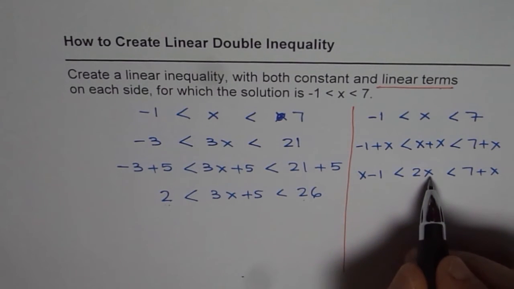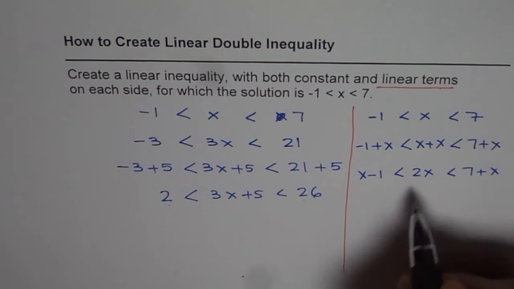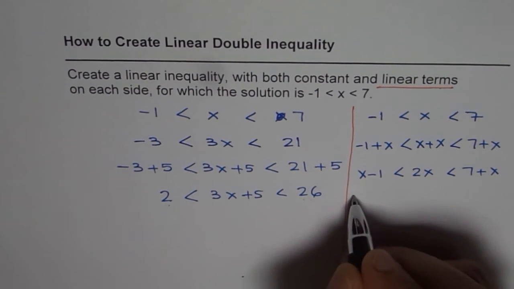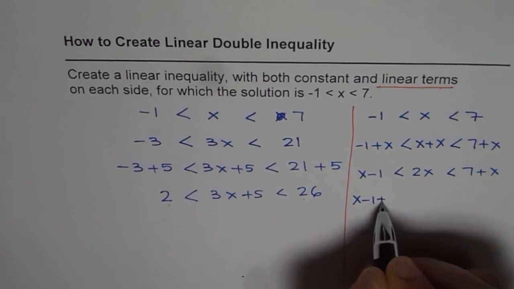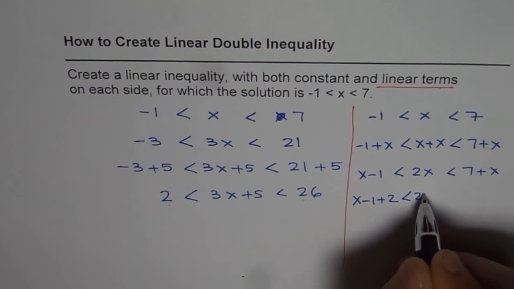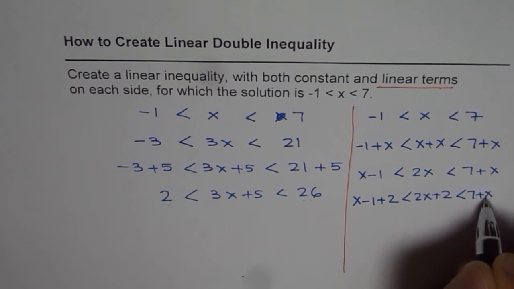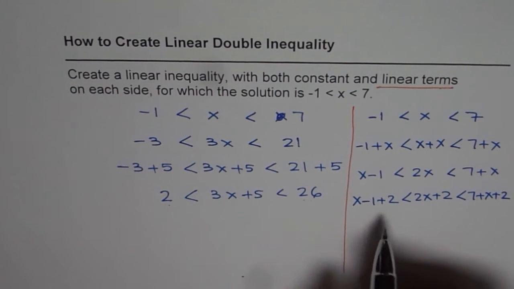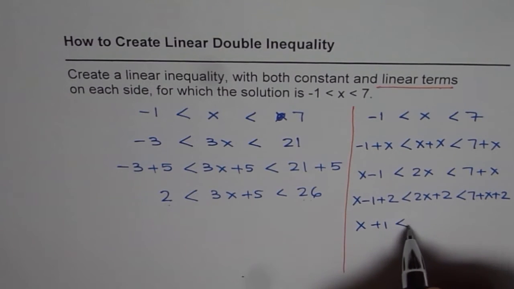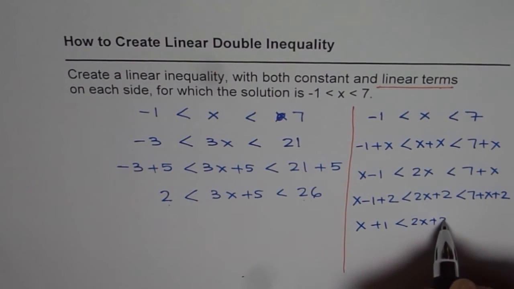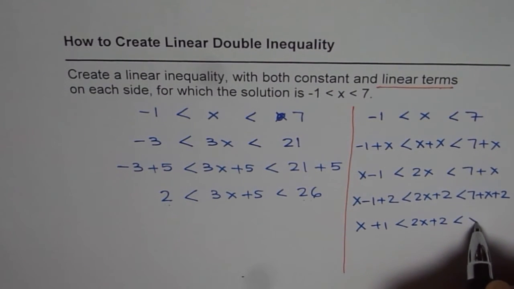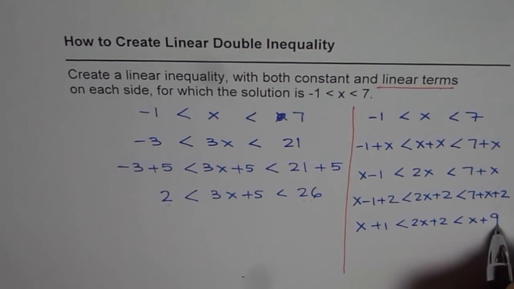Now here we do not have a constant. So let us add something like plus 2. So let's add plus 2. Then what do we get? We get x minus 1 plus 2 is less than 2x plus 2 is less than 7 plus x plus 2. Simplify, we get x plus 1 is less than 2x plus 2 is less than x plus 9.